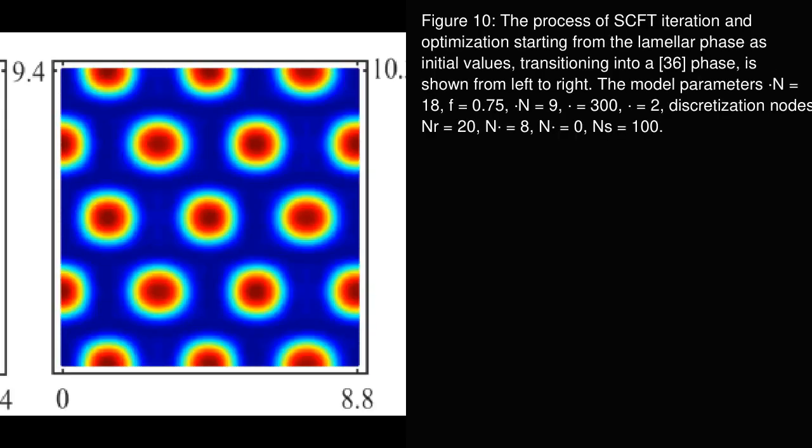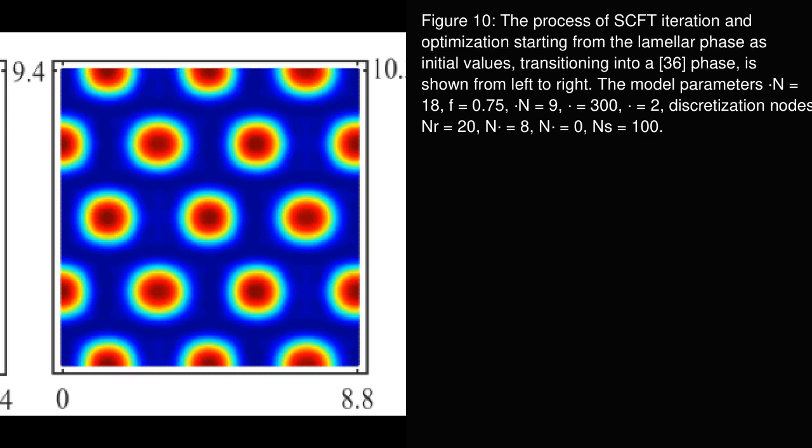Figure 10 demonstrates the process of SCFT iteration combined with optimization of the computational domain, starting from lamellar phase initial values. The domain optimization dynamically adjusts the simulation box's size and shape, with error tolerance set at 10^-4. Using fixed parameters such as kappa N equal to 18, f = 0.75, and other discretization nodes, the lamellar phase structure evolves through the iteration process.